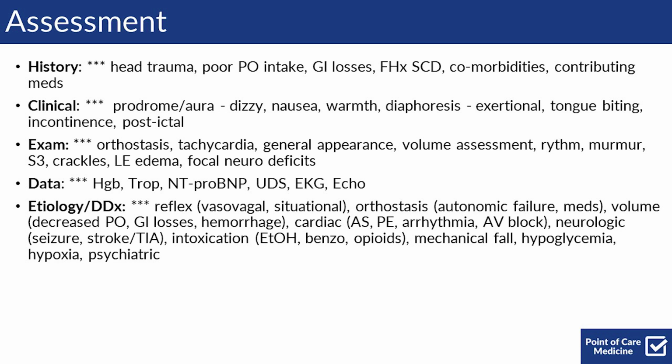Clinically, the things that are important to think about when you're making an assessment is the prodrome and whether or not they had an aura, including dizziness, nausea, warmth, or sweating, whether it was exertional, if they had any tongue biting, if they were incontinent, and if they had any postictal state.